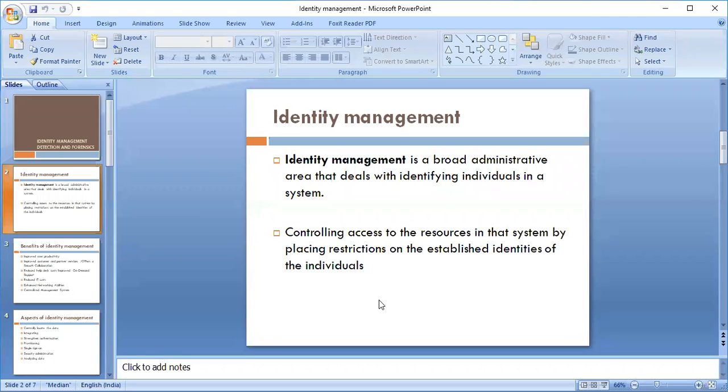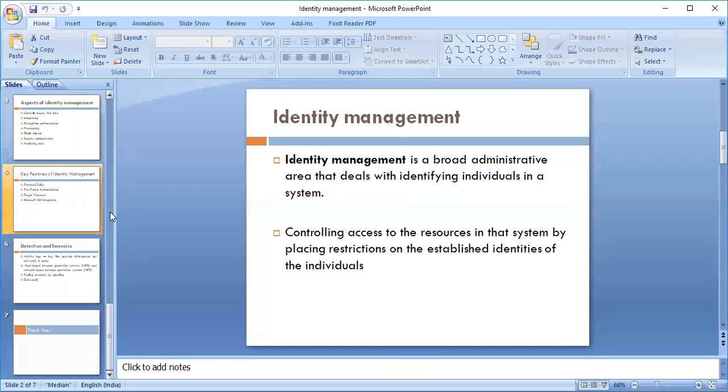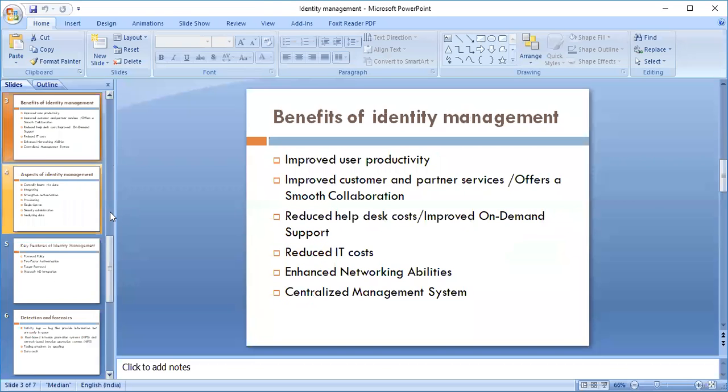So we can say that identity management helps to prevent security breaches and assists companies to meet IT security compliance regulations. It ensures that the users are authenticated and have access to whichever resource they are asking for. So we have certain benefits of identity management.